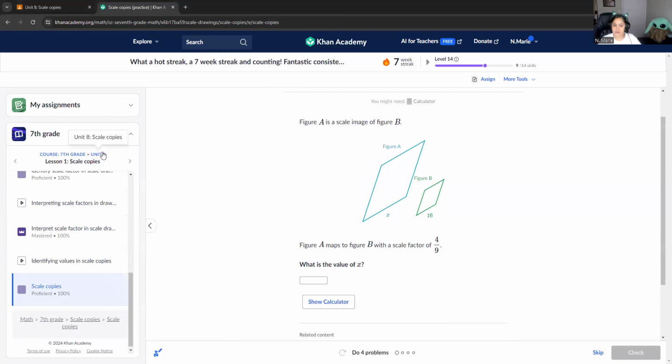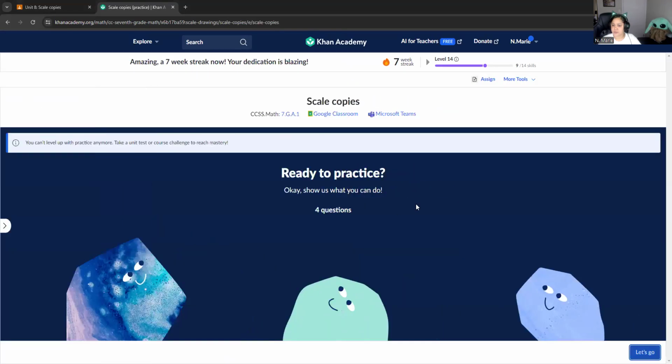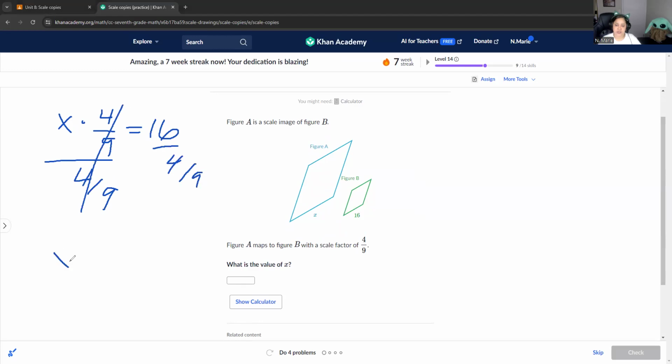All right, now we're looking for missing sides, which is important to do. What is the value of x? Figure A maps to figure B with the scale factor of 4/9. So x times 4/9 gets us 16, right? One-step equation, solve for x. How do I do that? I divide both sides by 4/9. If you don't know how to do one-step equations, please review them from 6th grade math. You could do so on Khan Academy. So this becomes 16 divided by 4/9, which is 16 times 9/4.